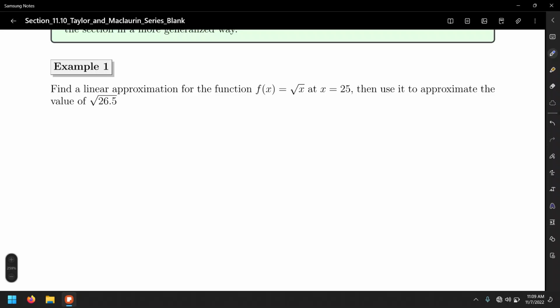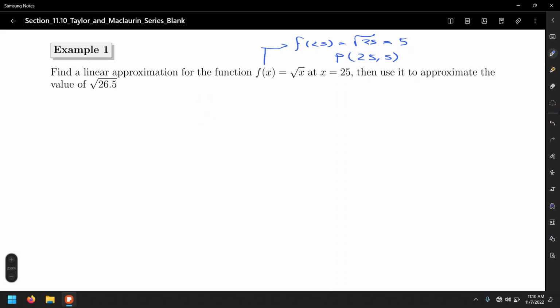Well, to find the equation of a tangent line, we need two pieces of information. One of them is a slope, the other one is a point. Well, we can find the point by evaluating the original function at 25, which is the center value. That's the square root of 25, and that result is 5. So that means the point will be (25, 5). Now we need the slope. Well, how are we going to get the slope?